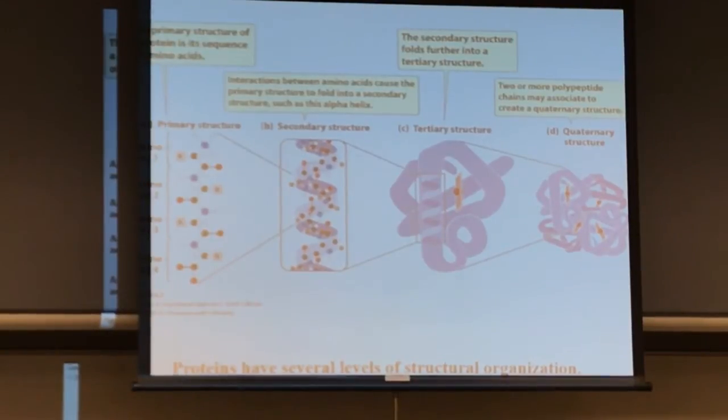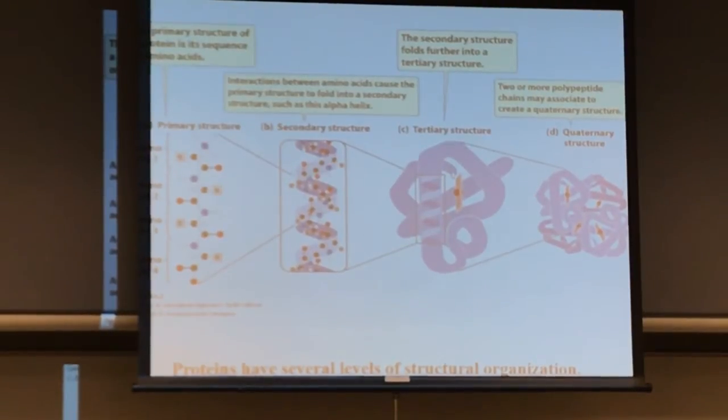So this is your amino acid sequence, shown here in the image, and this is your secondary structure, the slight folding of the amino acid sequence to give you the alpha helix and beta-pleated sheets. This is a tertiary structure.